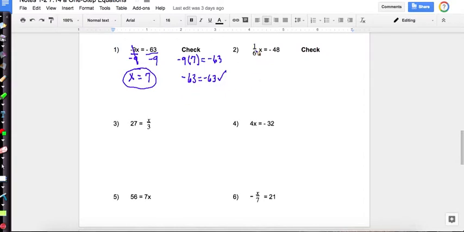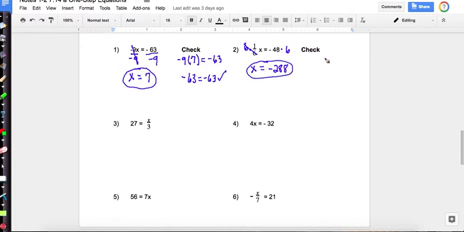Okay, number 2, 1/6 x equals negative 48. Remember, we said when we have a fraction, we can use the multiplicative inverse. So how many sixths make a whole? 6. So we can multiply both sides by 6, because by multiplying by its reciprocal, I turn this side into 1. And we call it a 1 in disguise, so write x equals negative 48 times 6, which is negative 288. So circle it.